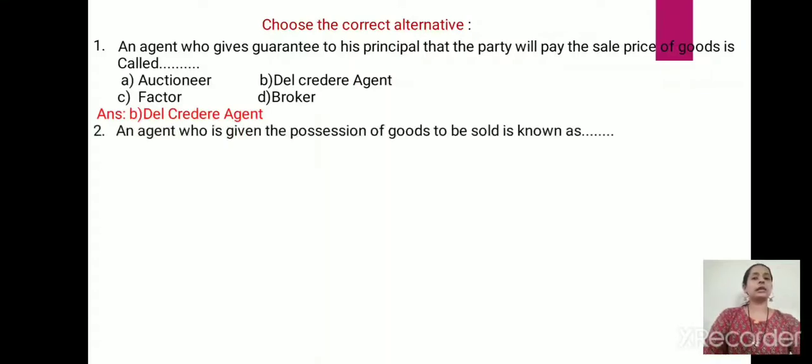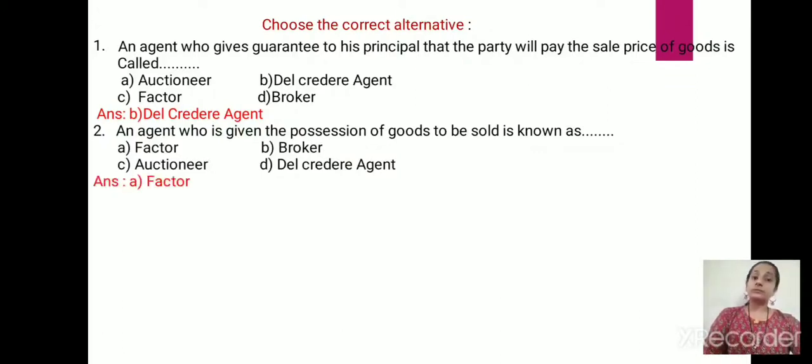Now, the second: an agent who is given the possession of goods to be sold. Who is that agent? Options again: factor, broker, auctioneer, and del credere agent. Who is that? Yes, you have guessed it correctly. It is a factor. So a factor takes the possession of goods and he sells it in his name.